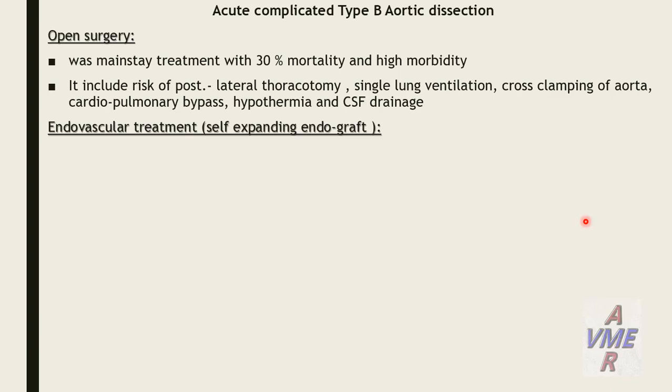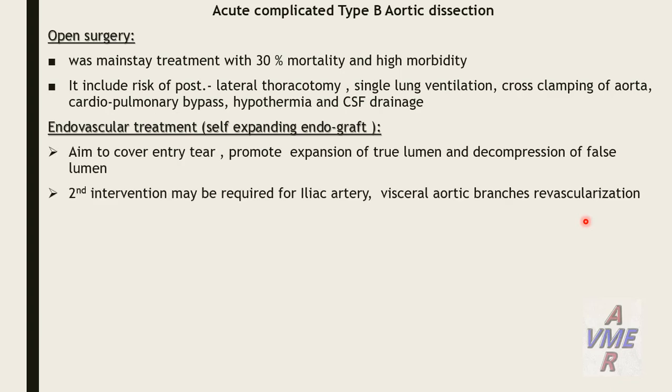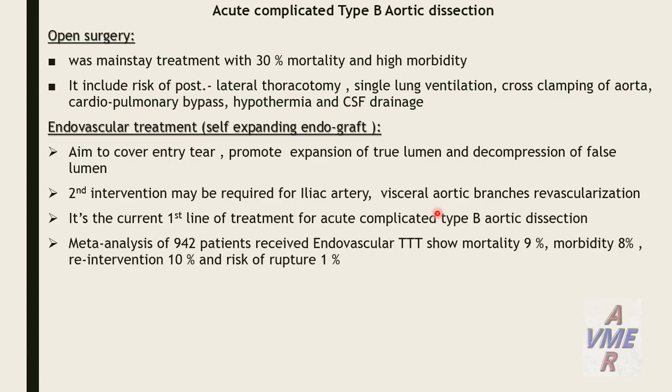Endovascular treatment for acute complicated type B uses a self-expandable endograft. The aim is to cover the entry tear, promote expansion of the true lumen, and decompression of the false lumen. A second intervention may be required for iliac artery and visceral aortic branch revascularizations. It is the current first-line treatment for acute complicated type B aortic dissection.